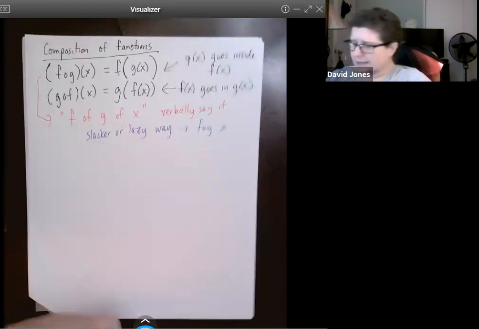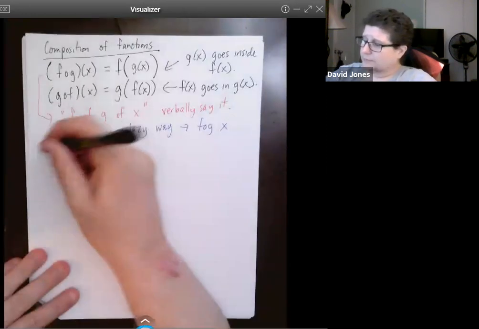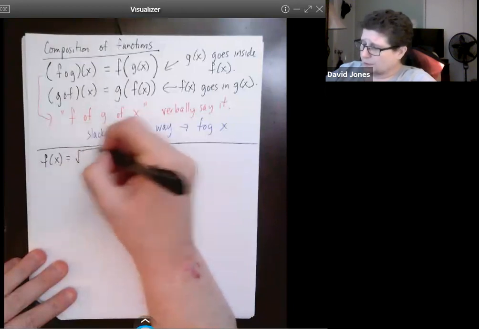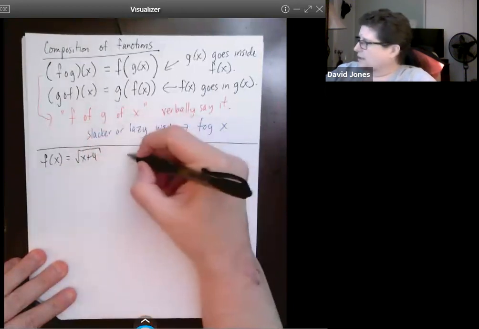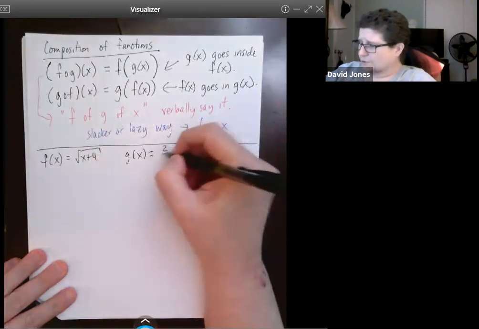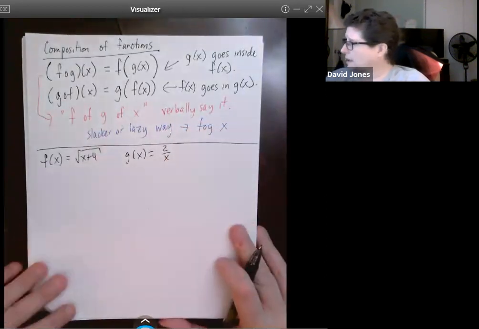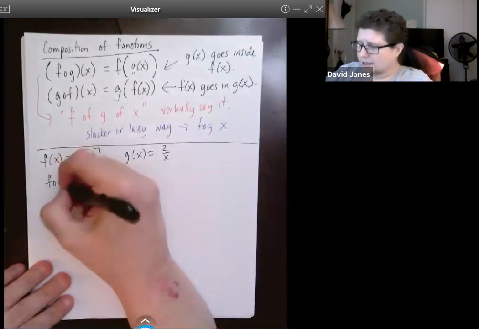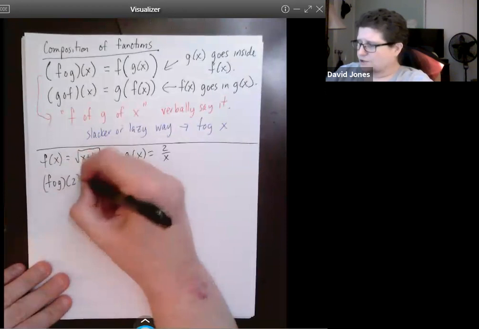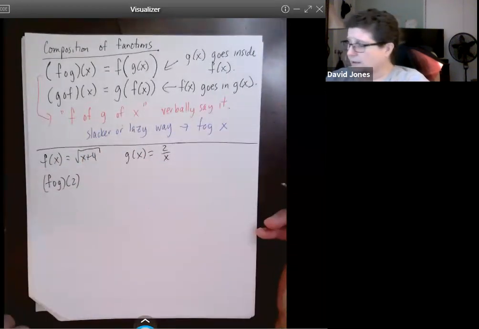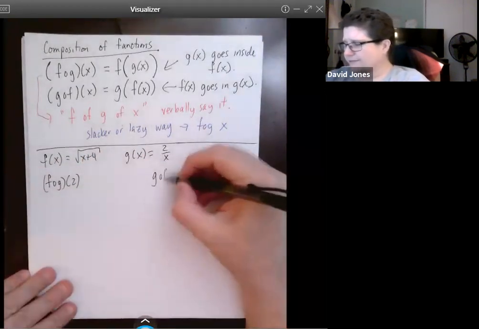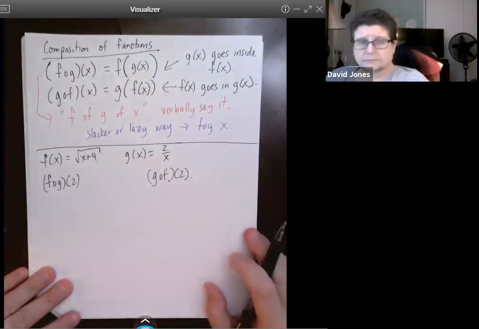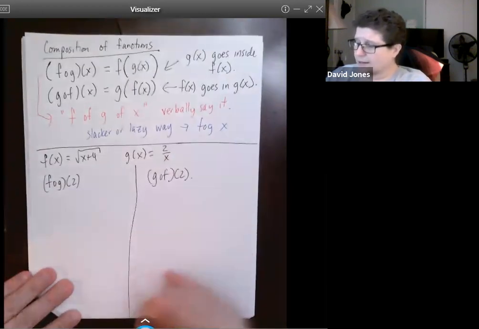So let's take a look at an example. F of x equals the square root of x plus 4. G of x equals 2 over the square root of x. And we're going to do f of g of 2. And let's take a look at g of f of 2.